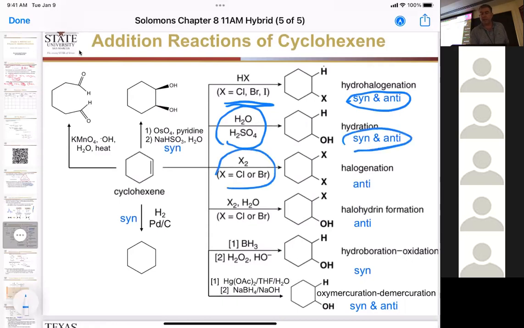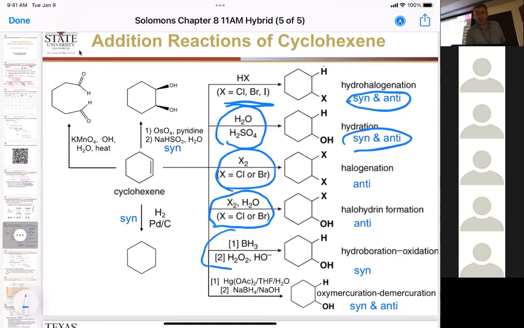We can add halogens across there. So you have 1 halogen on each. That's how you get those vicinal dihalides. And then you can also do a special reaction where you add a halogen first and then an oxygen second. And then we call that the halohydrin reaction.